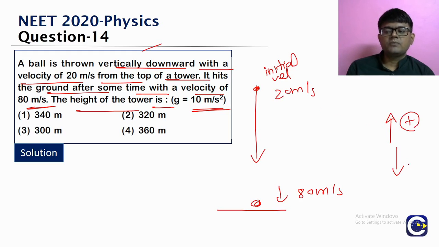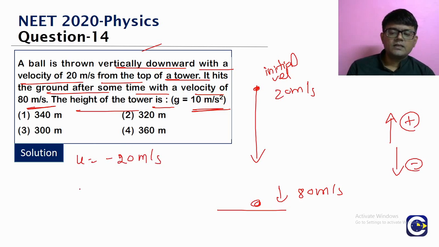When we are following vertical straight line motion, we use a sign convention. Anything upwards is positive, downward is negative. So look at the initial velocity. It is 20 meters per second downwards, means minus 20 meters per second. What is the final velocity v? 80 meters per second downwards, means minus 80 meters per second. What is the acceleration g? Acceleration is also downwards, means minus 10 meters per second square.